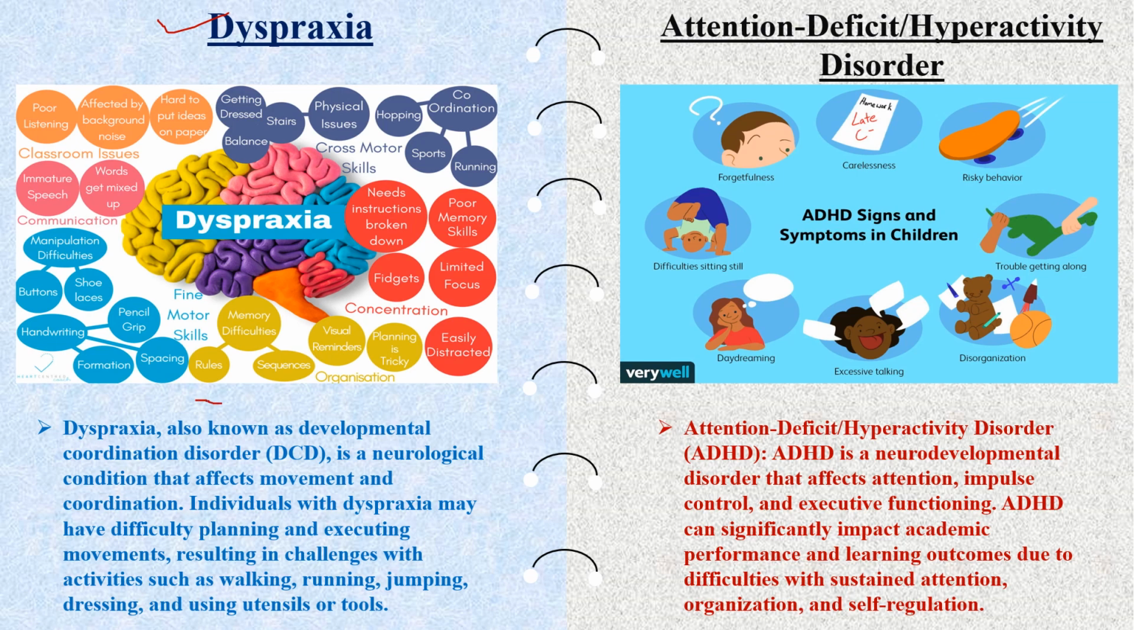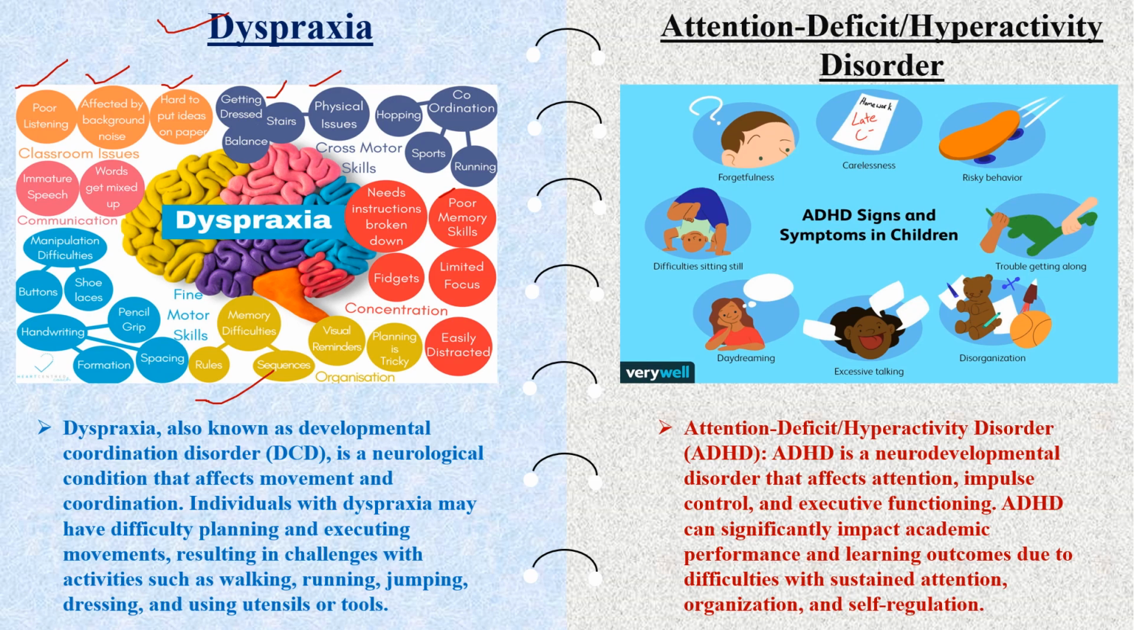Here is a diagram showing dyspraxia, in which we can see that there are poor memory skills. The child may find it hard to put ideas on paper. He is affected by background noises, very poor listening. He will have physical issues, like he will find problems in getting dressed or going up stairs, or he will not be able to balance his body. These are all what dyspraxia is all about.